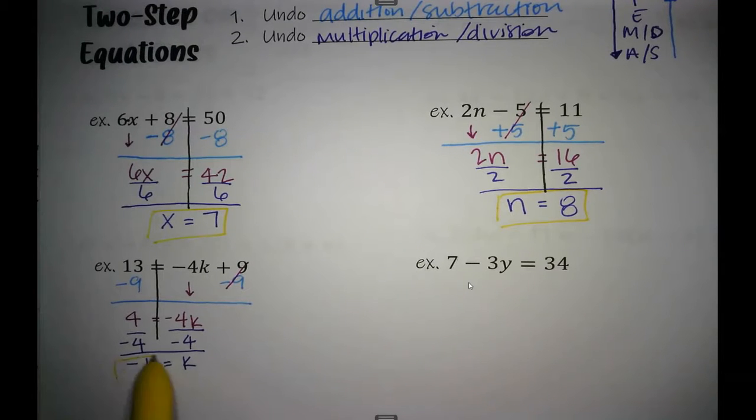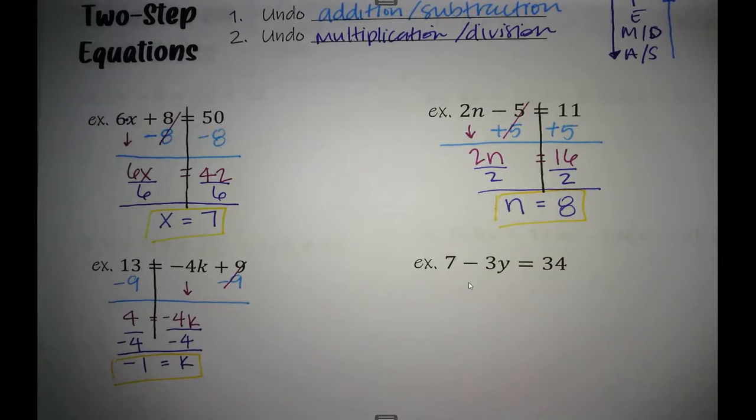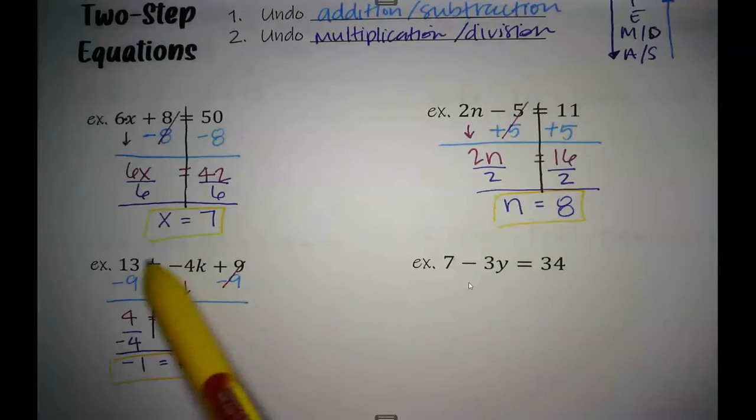So again, what does that mean for this equation? That means that this number right here has to be negative 1 in order for this to be true. If I did my math right.